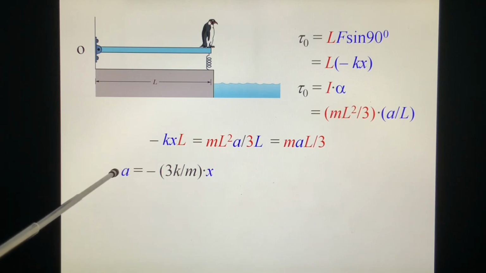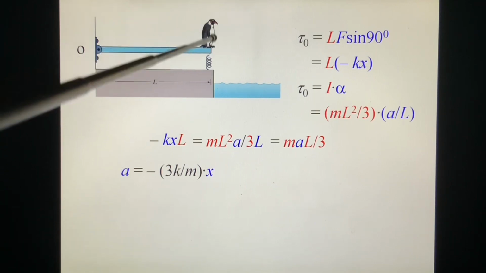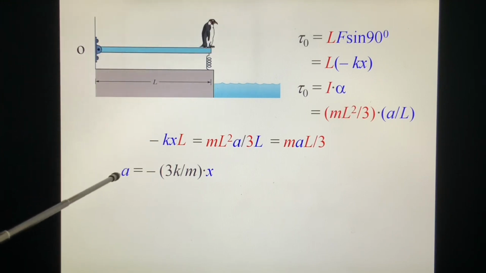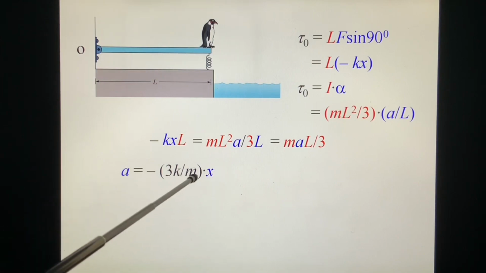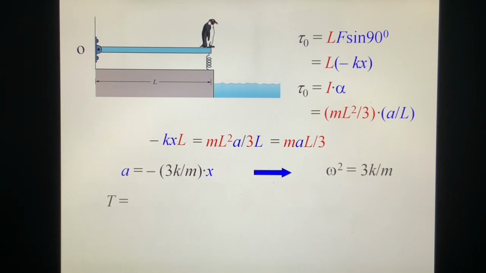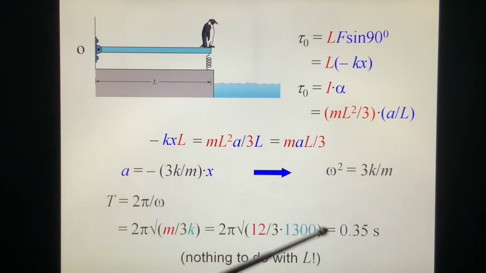Now, this is acceleration, the linear acceleration at this point. This x is this length. This a is the second derivative of x. So in this equation, we find a is proportional to x. You have a minus, so this coefficient is omega squared. So we got omega, we got T. We put in the numbers, and we get 0.35 second. This one has nothing to do with the length. The length has nothing to do with it, shorter or longer.